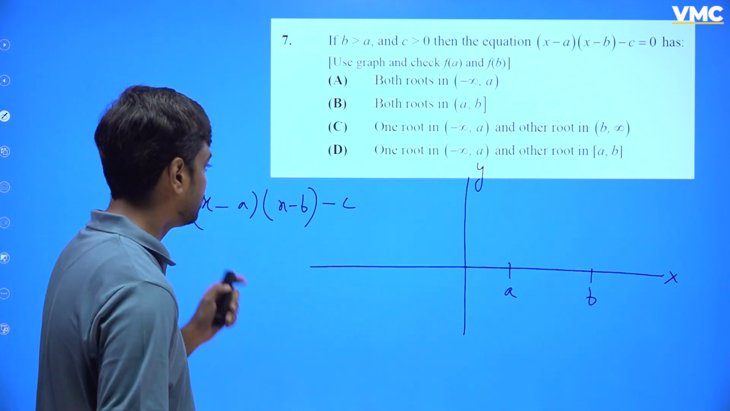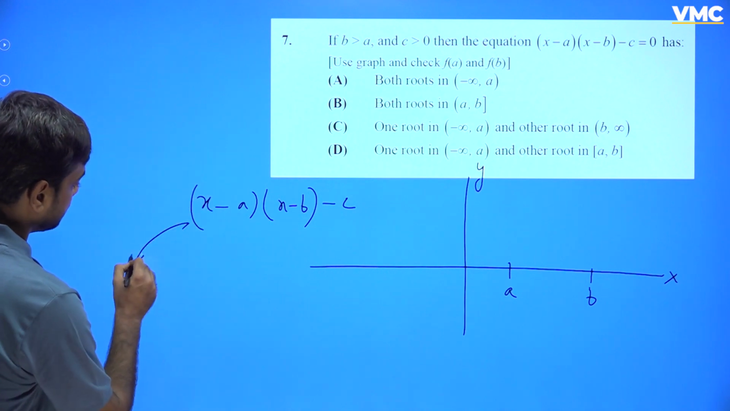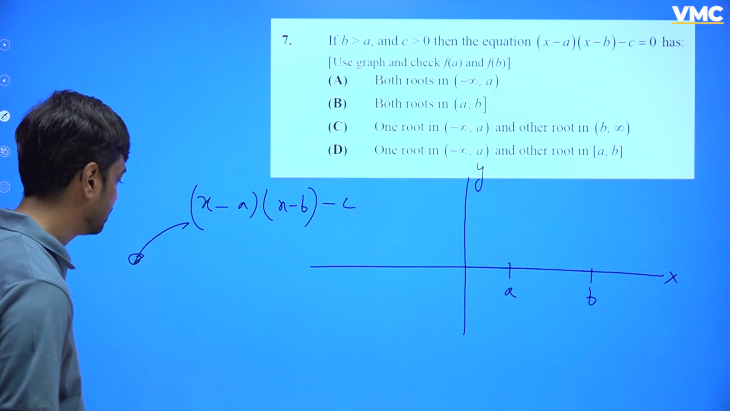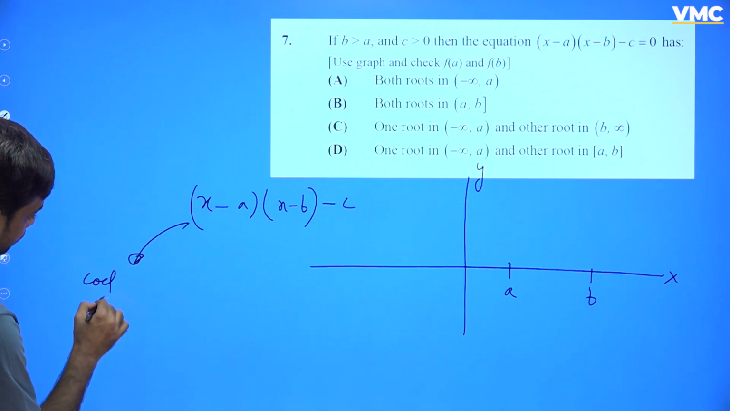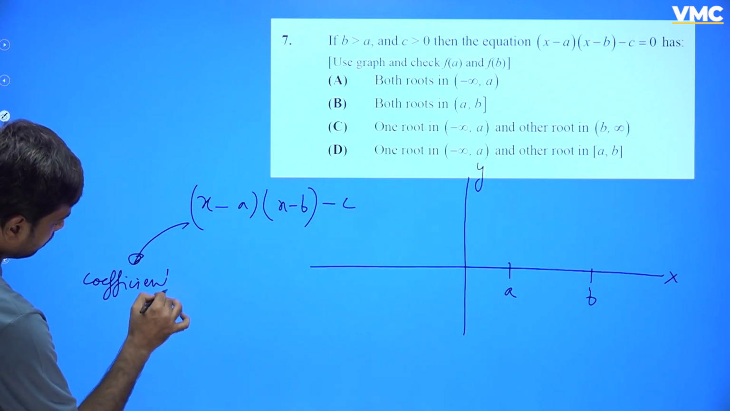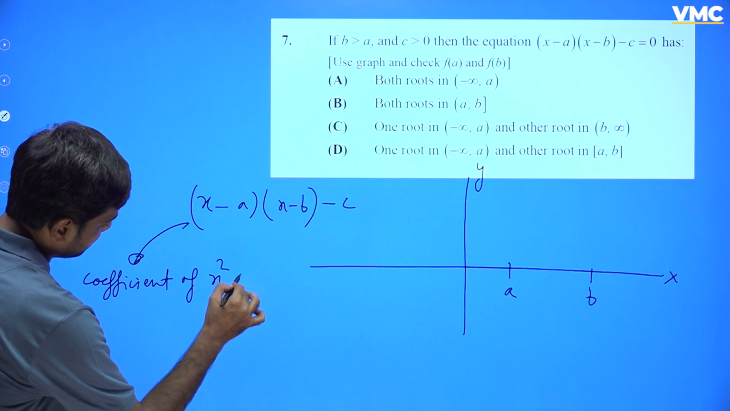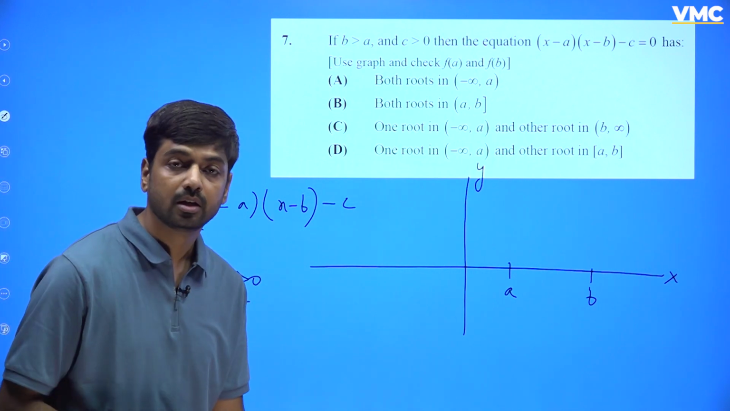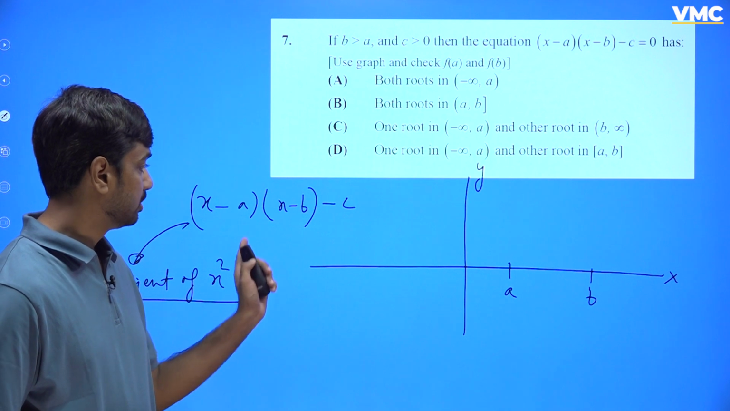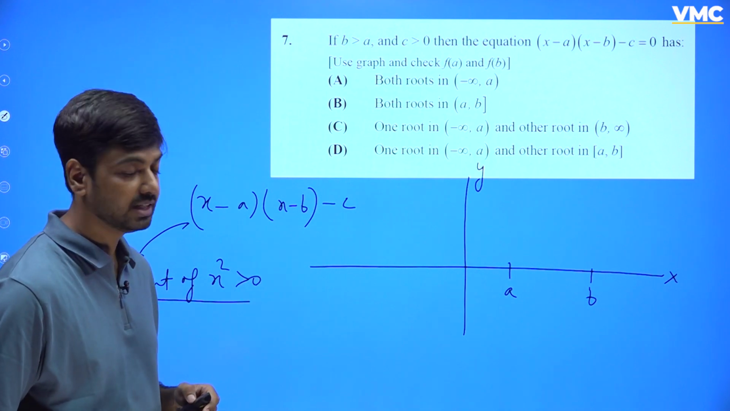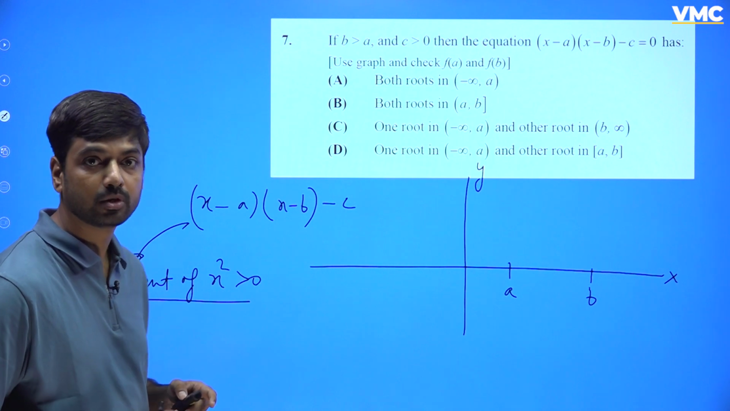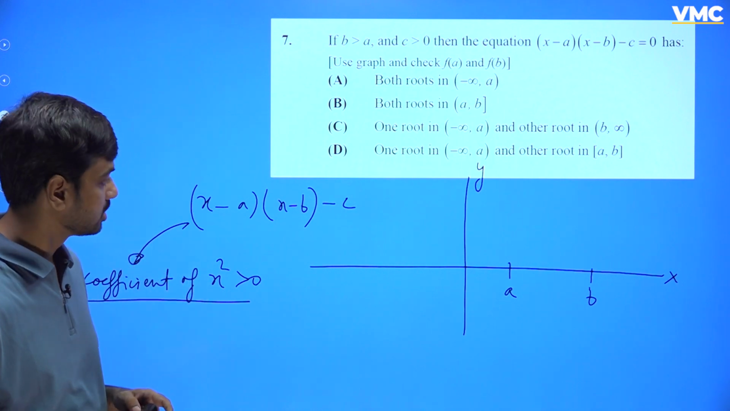As you can see, this is a quadratic expression in x. When you multiply, you will get x square minus (a plus b) into x plus ab minus c. The coefficient of x square is positive, greater than 0. That means the parabola is opening upwards.